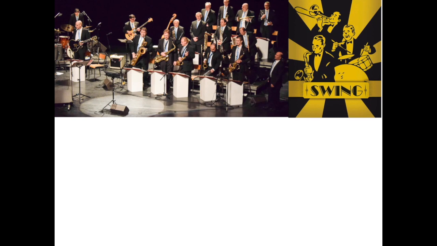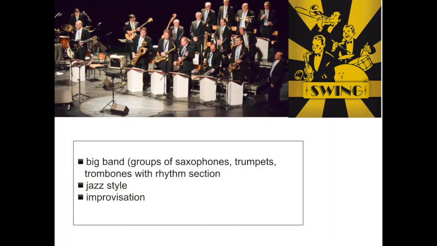Okay, so before we looked at jazz, let's have a look at swing. Swing music is played by a big band which includes groups of saxophones, trumpets, trombones with a rhythm section. It's in a jazz style and uses lots of improvisation.